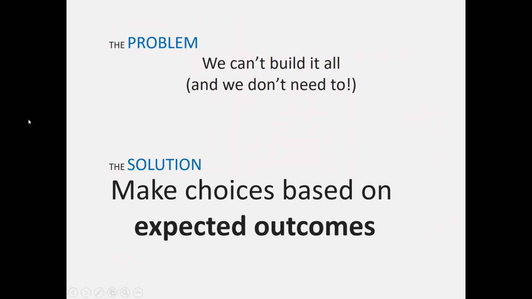So with that, here's the problem we're up against. We can't build everything. With the way that IT budgets are cut and the pressure to deliver things to market faster, we can't build it all. But the good news is, I don't think we need to build it all. There are lots of features that just aren't all that important. So the solution I'll propose is that we need to figure out how to make choices about what to build or not to build based on the expected outcomes that we're trying to achieve.